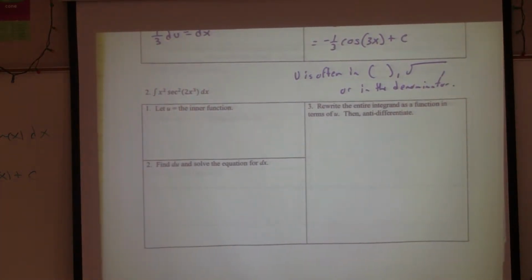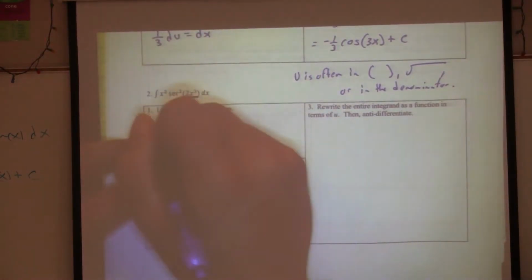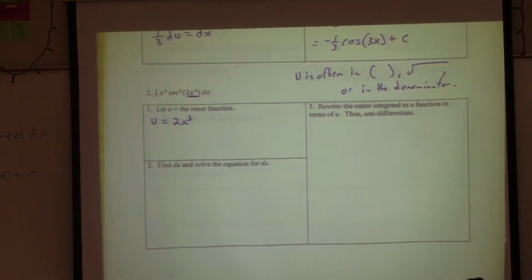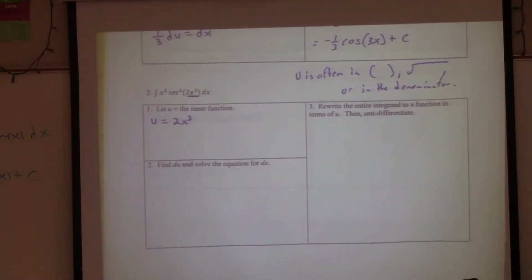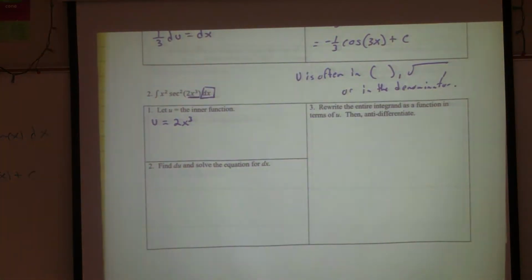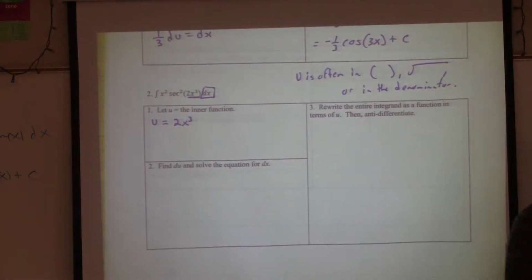2x. 2x to the third. Okay, so let's say that this guy right here is going to be u. And I like to underline the things that I'm going to replace. Okay? But I also need to replace what? dx, because if I make that a u, that has to be du, right? We learned that right in the beginning.